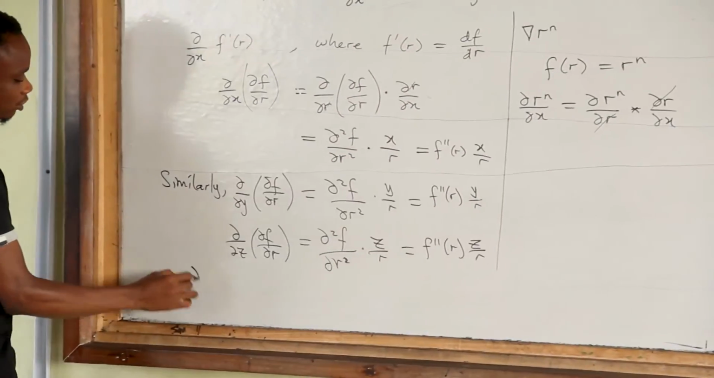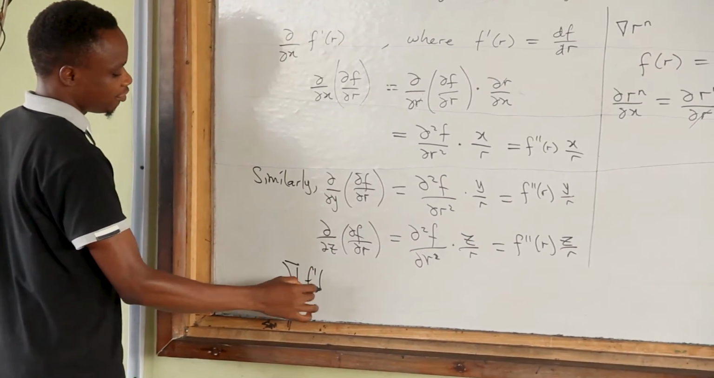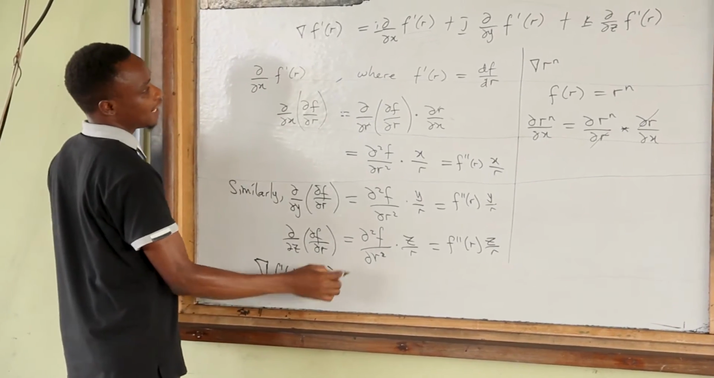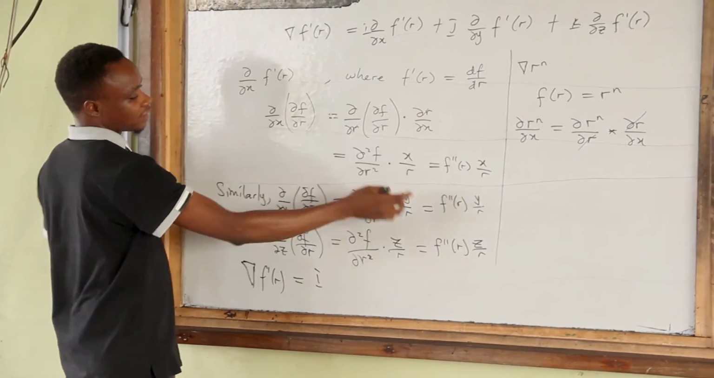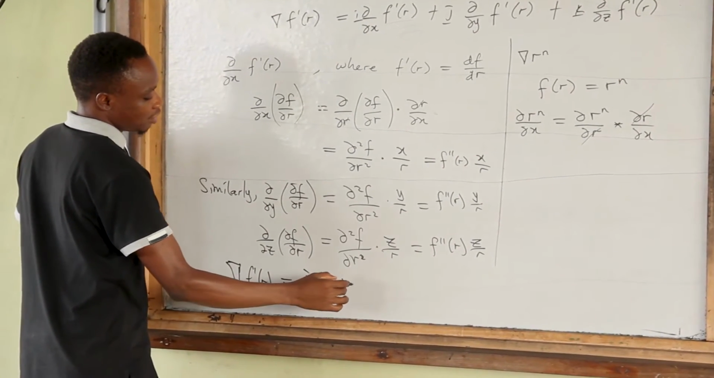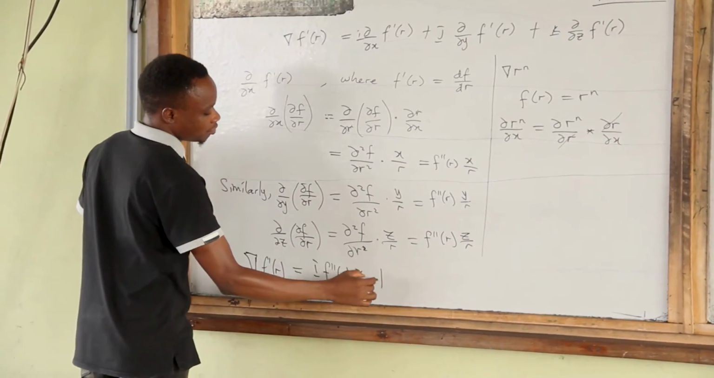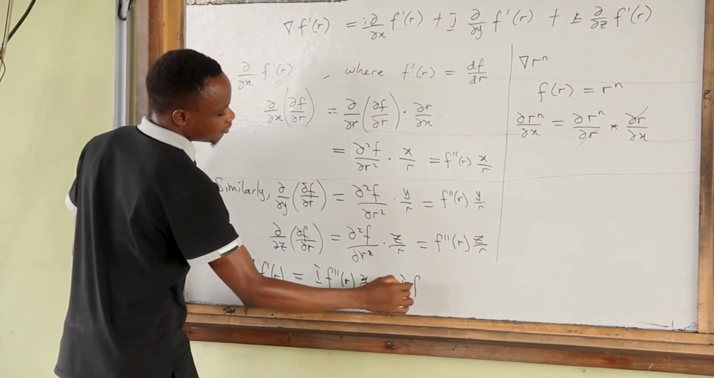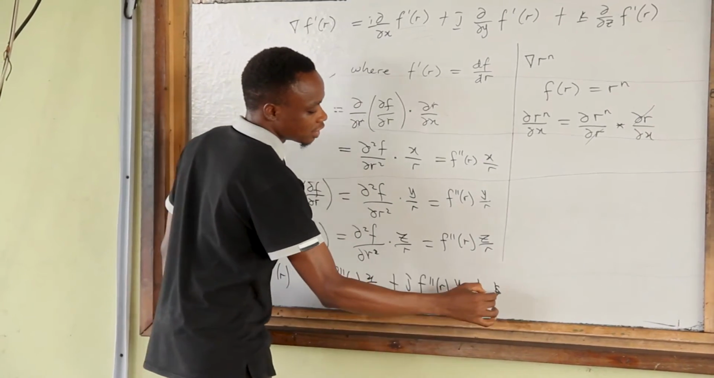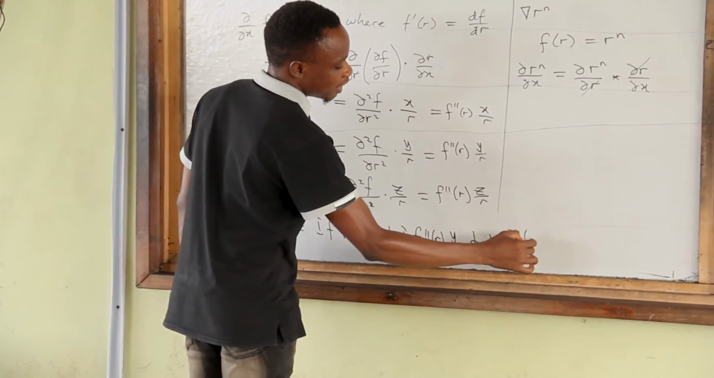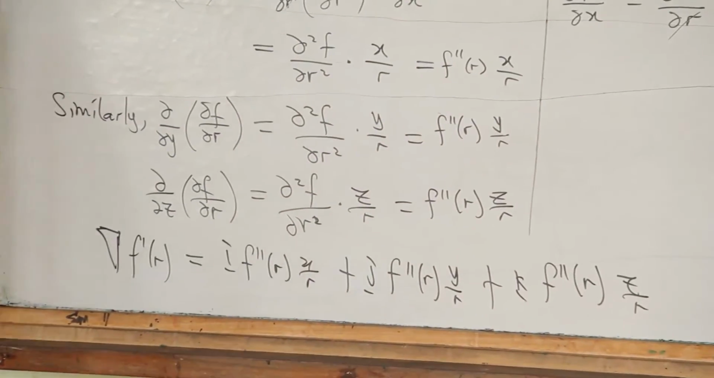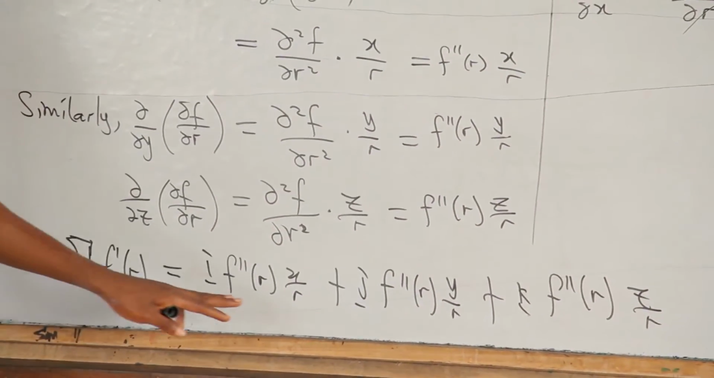So this is going to give you nabla of f prime of r. When you differentiate with respect to x, you get this: i times f prime prime of r multiplied by x over r, plus j times f prime prime of r multiplied by y over r, plus k times f prime prime of r multiplied by z over r. Is it clear? Do you understand this?